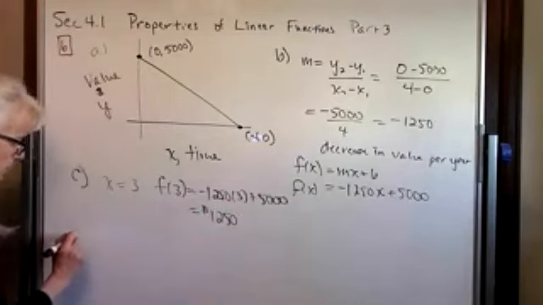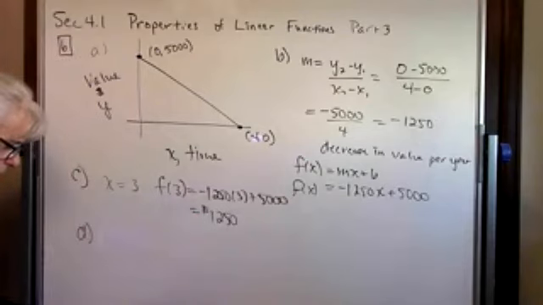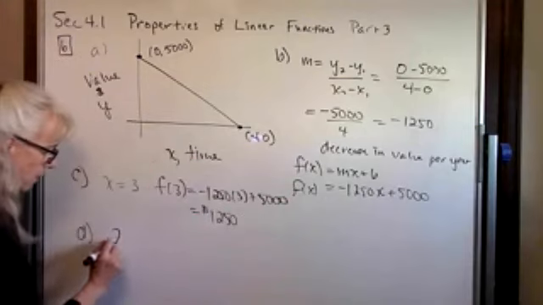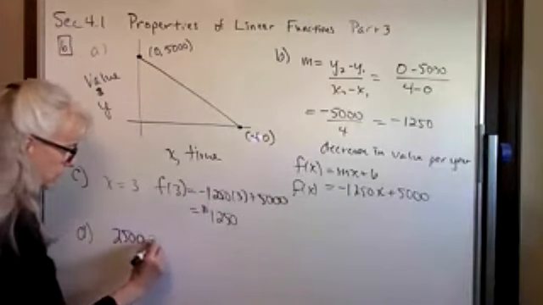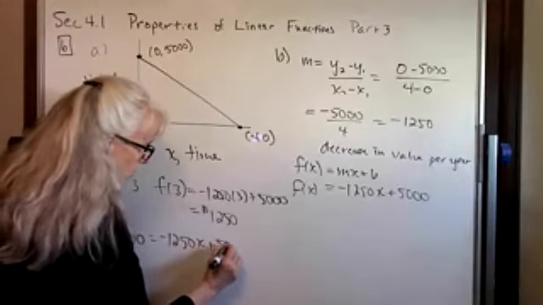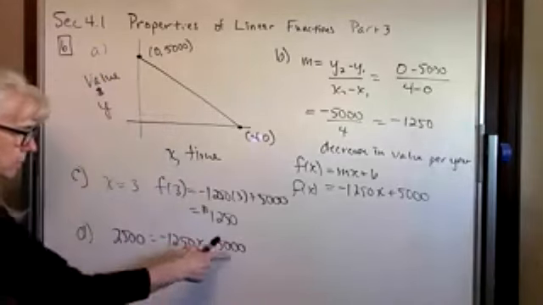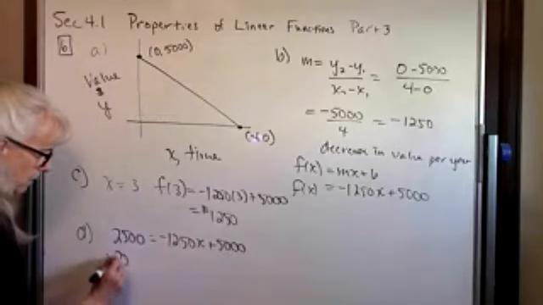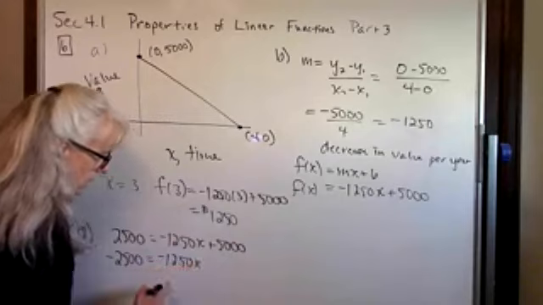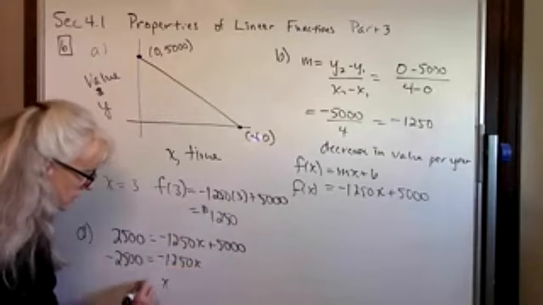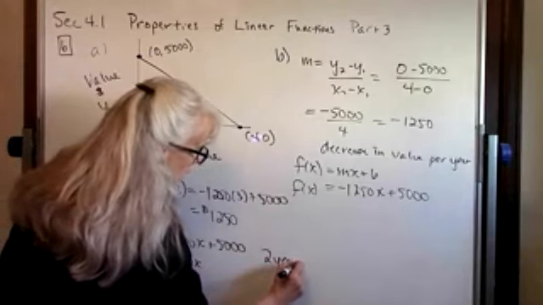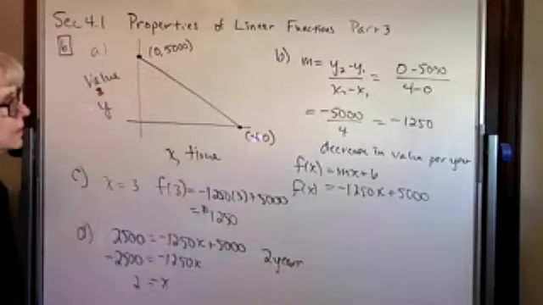And finally, part D is asking us, when will the machine be worth 2,500? So they're giving me the output. The 2,500 is the value. We're going to set that equal to our function and solve it. And again, you may be able to do this one in your head. If I move the 5,000 over, I'll get negative 2,500 equals negative 1250x. Then we'll divide out the 1250 and we'll see that x is 2. So in 2 years, it's lost half its value. And that's a linear depreciation problem.